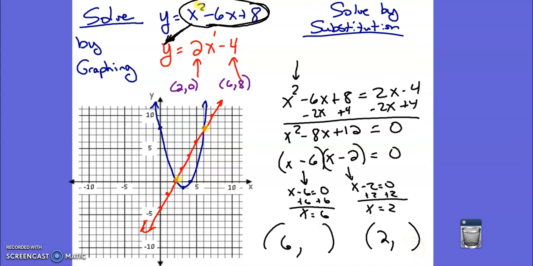If we substitute those back in, you could substitute into the blue equation or the red equation, and the red one is obviously an easier equation. So if I substitute 6 in, 6 times 2 is 12, 12 minus 4 is 8. So I have (6, 8), which again is what I got when I graphed. And if I substitute 2 into the red equation, 2 times 2 is 4, 4 minus 4 is 0. So I have (2, 0) as well. So again, I got the same answers using substitution as I did graphing. So I know those are my 2 points of intersection.